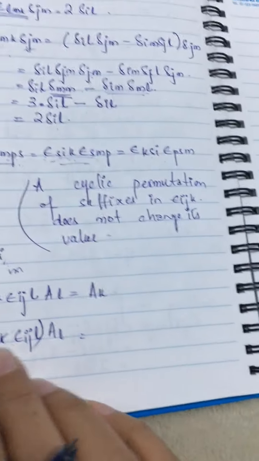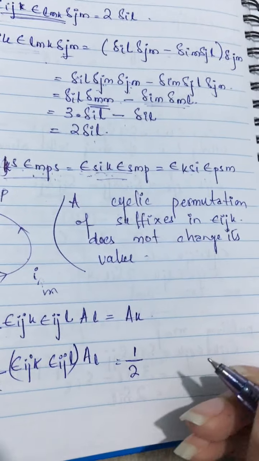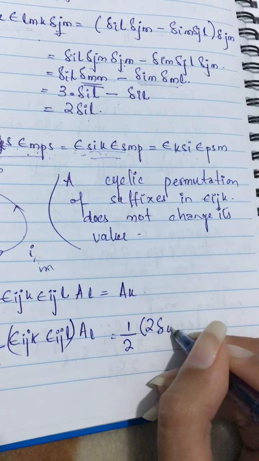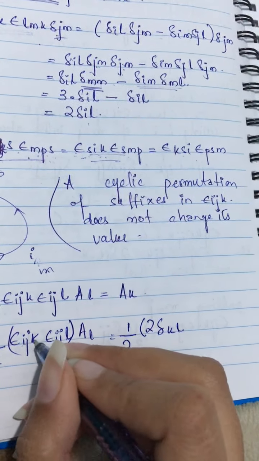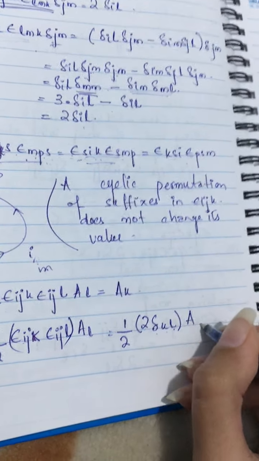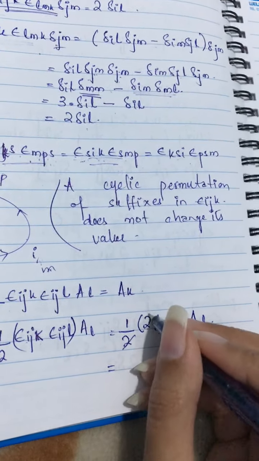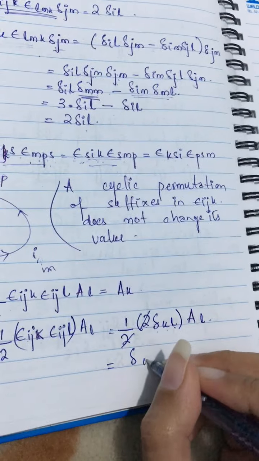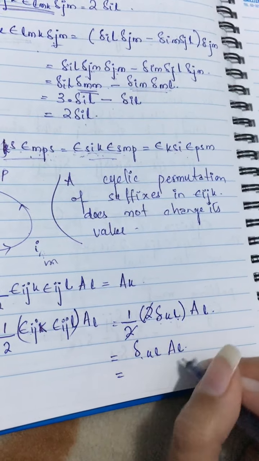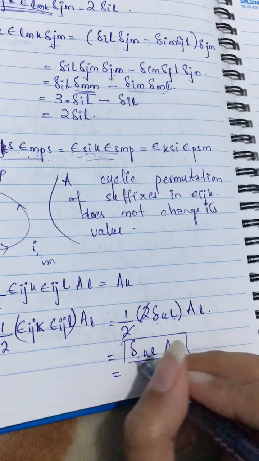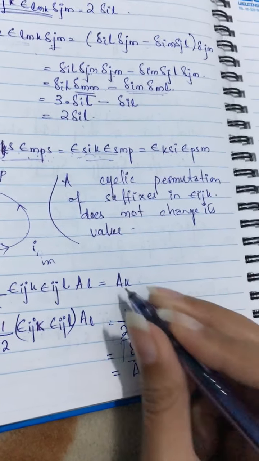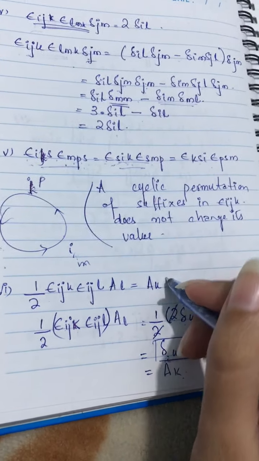So I am writing here 1 over 2 using that result. This result is equals to 2 delta_kl, because i and j are the same, and k and l are changed here. So 2 delta_kl into A_l. The 2 cancels out with 2, only we have delta_kl and A_l, and we prove that this result is equals to A_k. So this is the proof of this result.